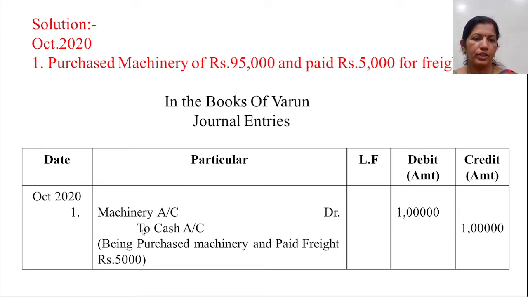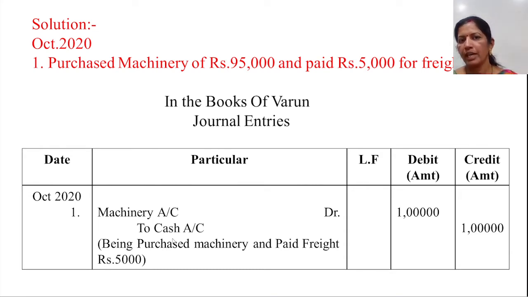Credit account started with the prefix "To" and just assumption, credit. No necessity to note down the word credit. See the first journal entry, machinery account debit to cash account and the value is 95,000 plus 5,000, means 1 lakh debit, 1 lakh credit. Now, narration. See the narration, narration always starts with the word being. It is recorded just below the journal entry in bracket, being.